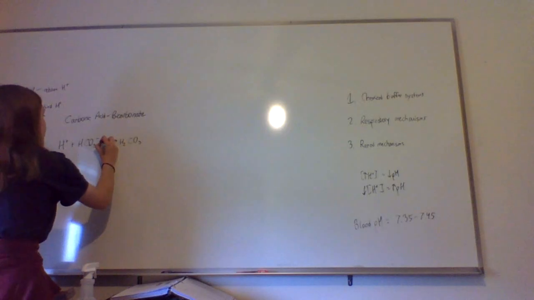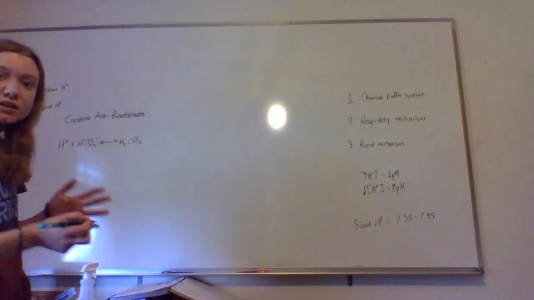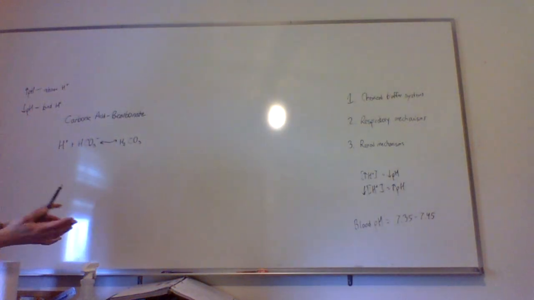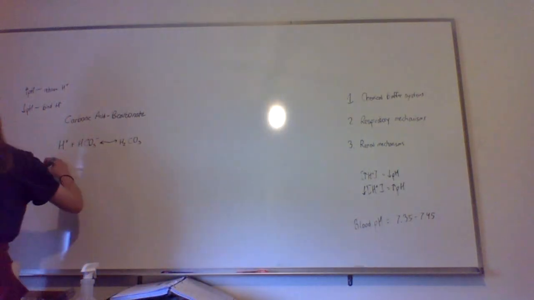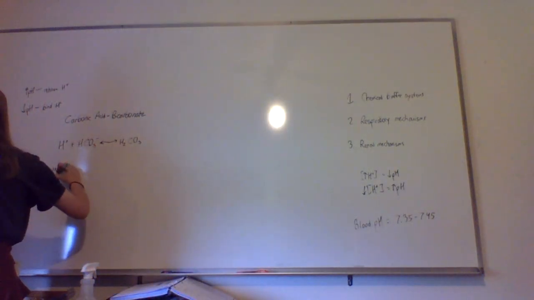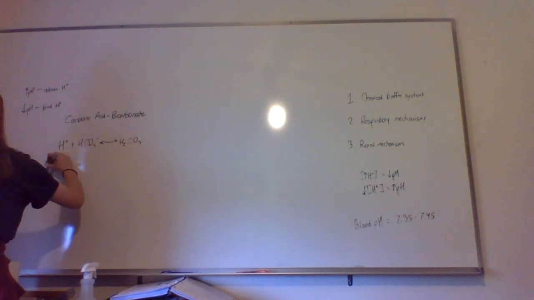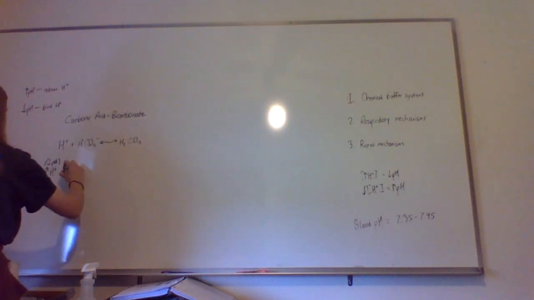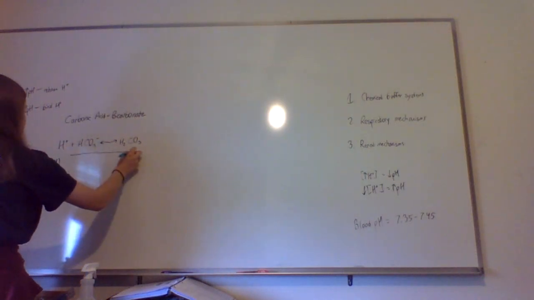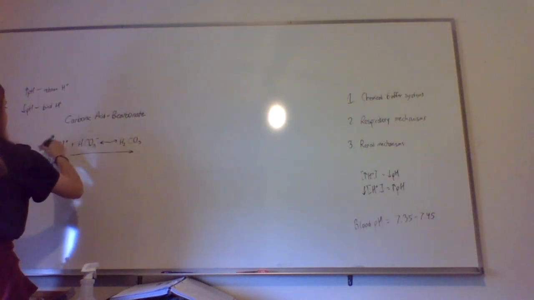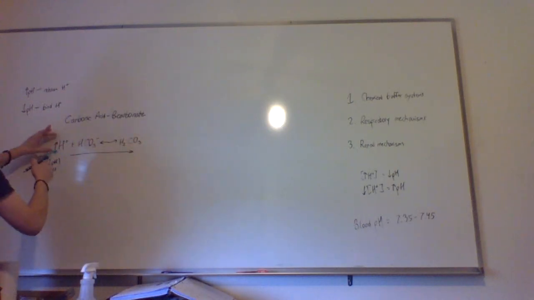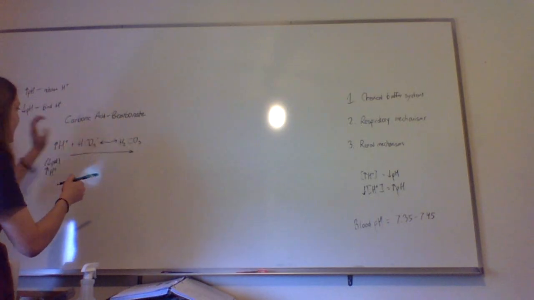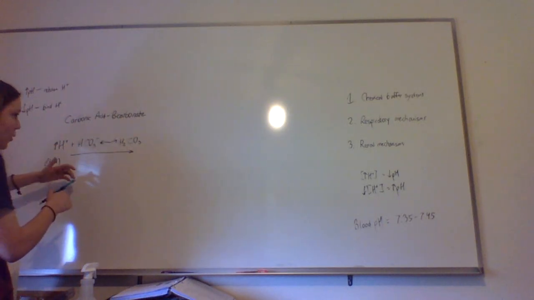So this reaction can go either way depending on what kind of pH situation we're dealing with. So if we have too many hydrogen ions, which is low pH, this reaction will be shifted this way because we have so much free hydrogen that we need to get rid of some of it and turn it into that so pH doesn't get too low.